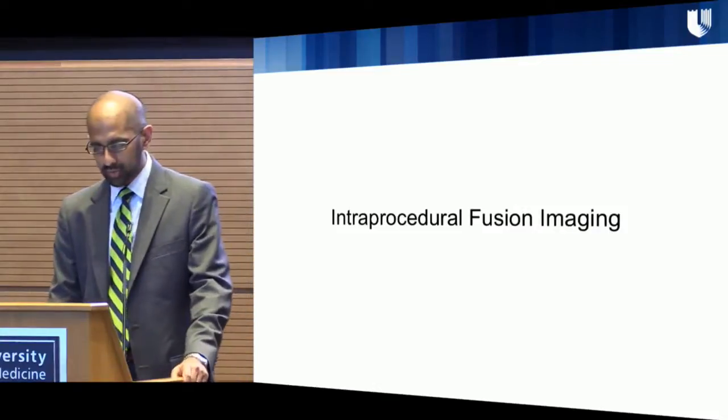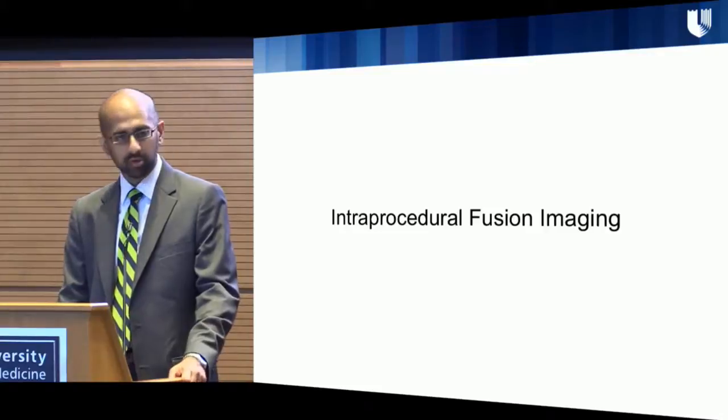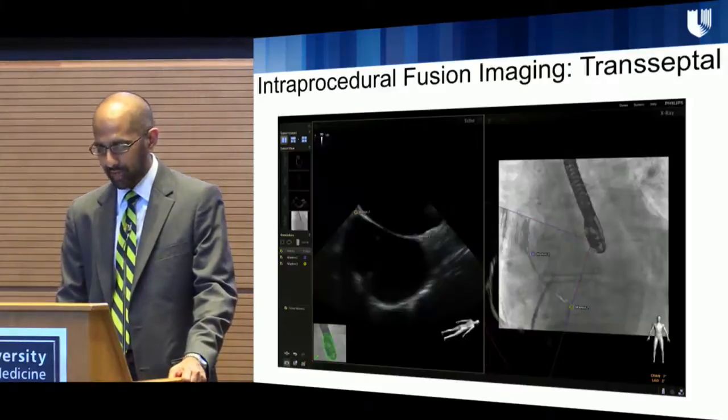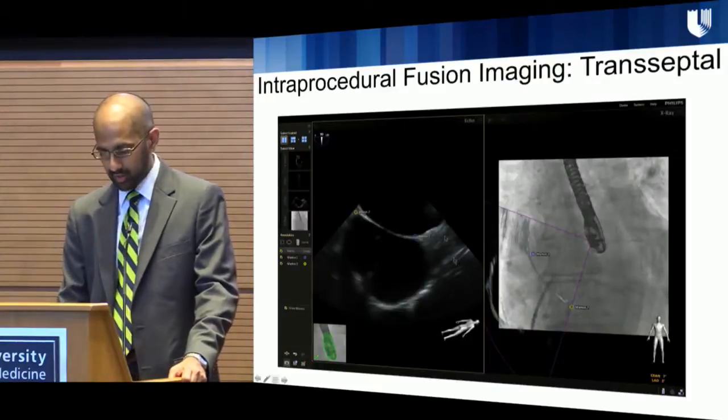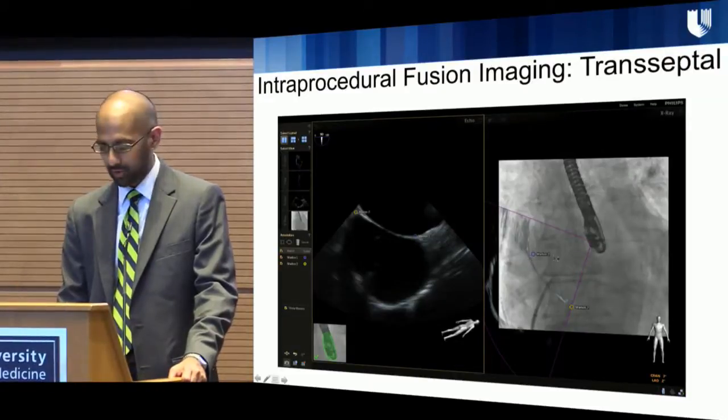Okay, so something that's now just hitting practice is intraprocedural fusion imaging. What do I mean by that? Well, this is what I mean by that. Here's a fluoro image. You've got the TEE probe in the image. And what's overlaid here is actually a TEE image. This is the bicaval view overlaid onto the fluoro image.